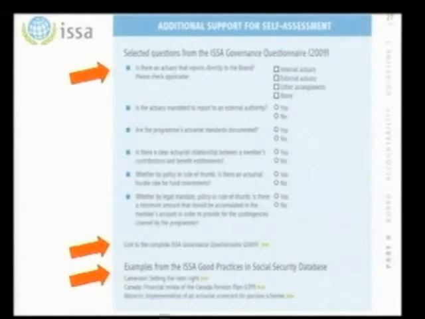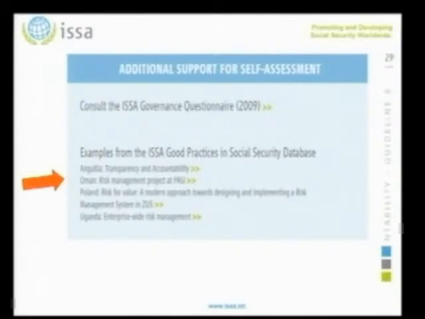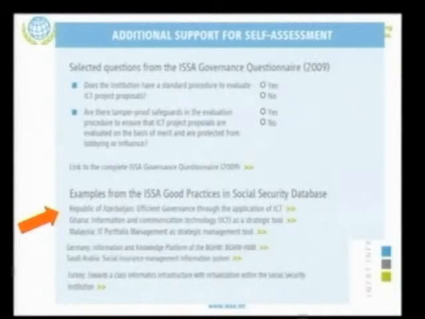For example, the guidelines on financial sustainability of the program are supported by good practices from Cameroon, Canada, and Morocco. The guideline on risk management provides links to good practices in Anguilla, Oman, Poland, and Uganda. And as another example, the guideline on investment in ICT infrastructure cites good practices in Azerbaijan, Germany, Ghana, Malaysia, Saudi Arabia, and Turkey.